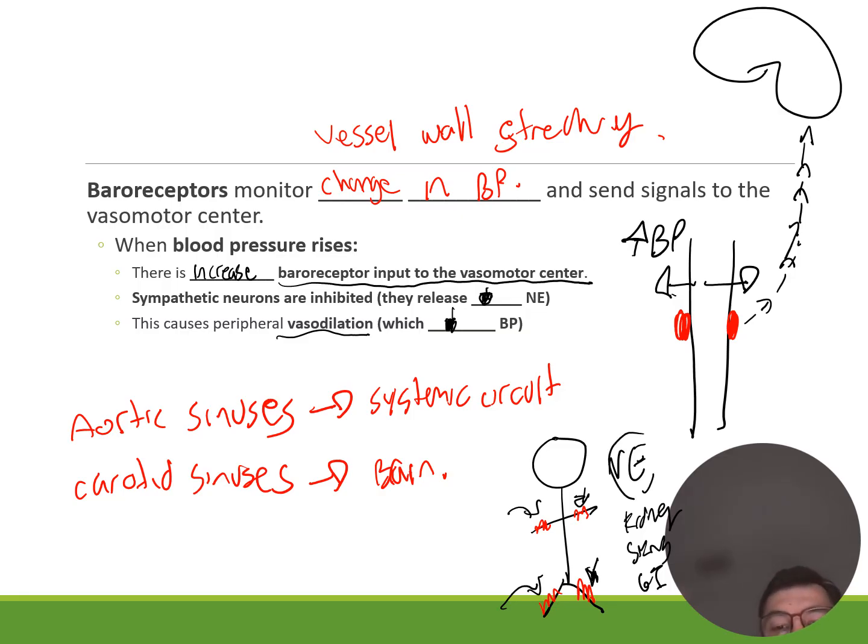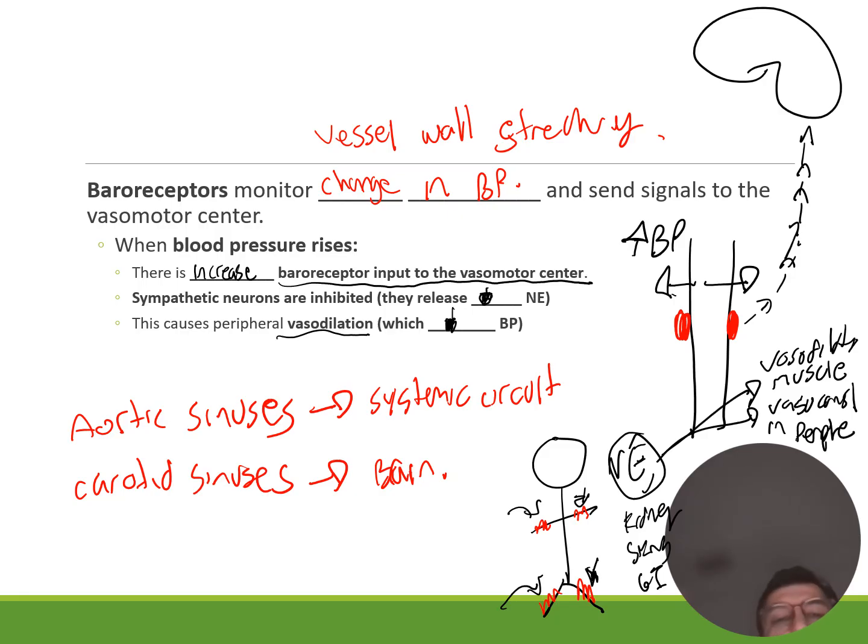So again, norepinephrine will cause vasodilation in the muscles, and it will cause vasoconstriction in the periphery. And that is like the skin, like your kidneys. But we're able to divert blood flow to the muscle because we're shunting blood away from those non-essential organs for fight or flight.